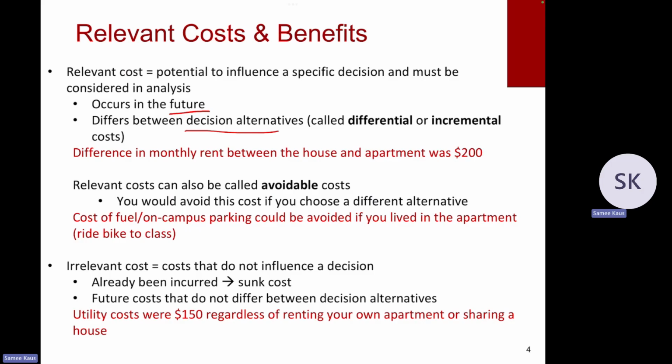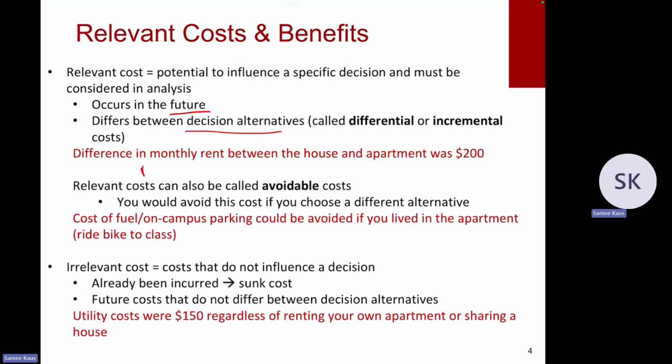So the difference in monthly rent between the house and the apartment was $200. What would we call that? Well, we would call that a relevant cost.